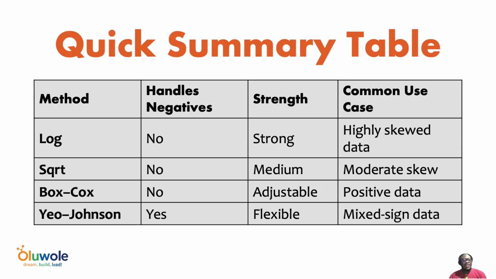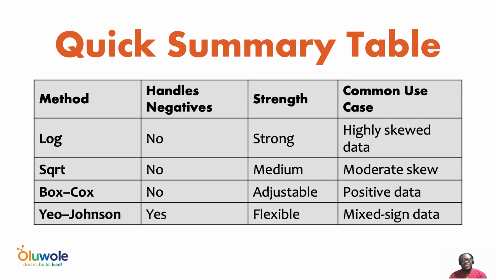Handles negatives: you can see that log does not handle negative, it handles positive. Square root also handles moderate. Then Box-Cox does not handle negative either. Only Yeo-Johnson handles negatives. What is the strength? Log is one of the strongest. Square root and cube root are medium. Box-Cox is adjustable. You can use it sometimes, but the best of them is Yeo-Johnson.